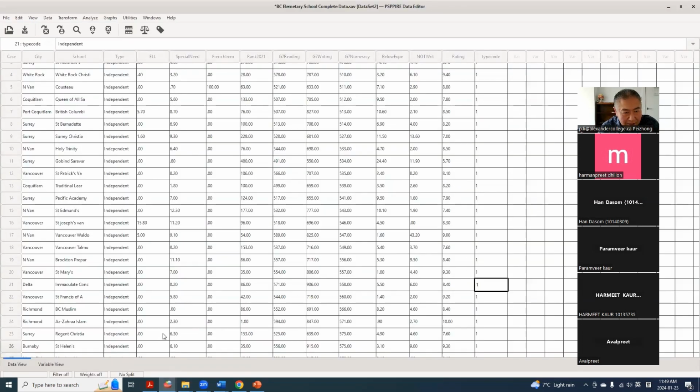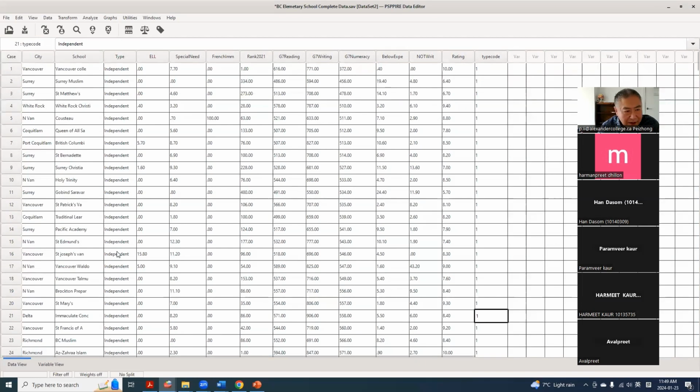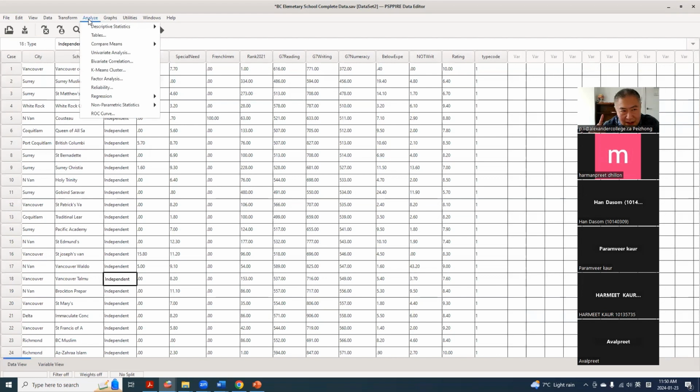So I have all the data entered in a spreadsheet. This is not Excel. It looks like Excel, but it's a statistics software. It's free. If you're interested in having it, you're interested in learning how to use it, talk to me when we return to the in-person class. I'm going to show you where to get it, how to install it, and how to use it.